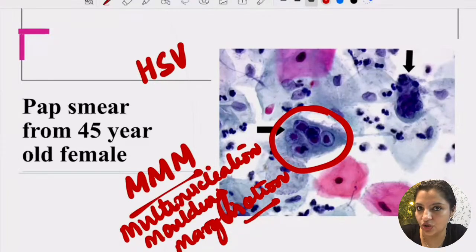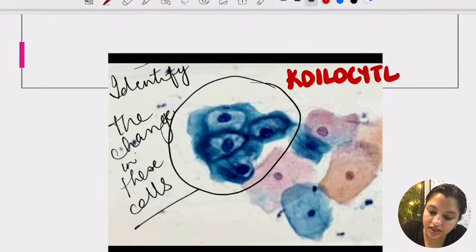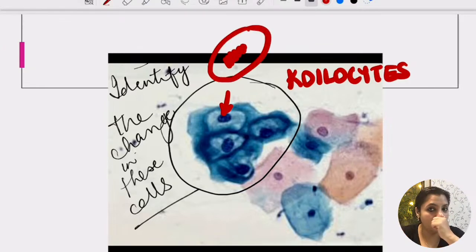HSV can be given in any organ of the body. Apart from that, always remember, koilocytes are one of the favorite questions that can be given to you. They usually have a raisin-like nucleus. What is a raisin-like nucleus? Like a kishmish. It will have a little crumpling and will be a little big, and there will be a perinuclear halo around it.